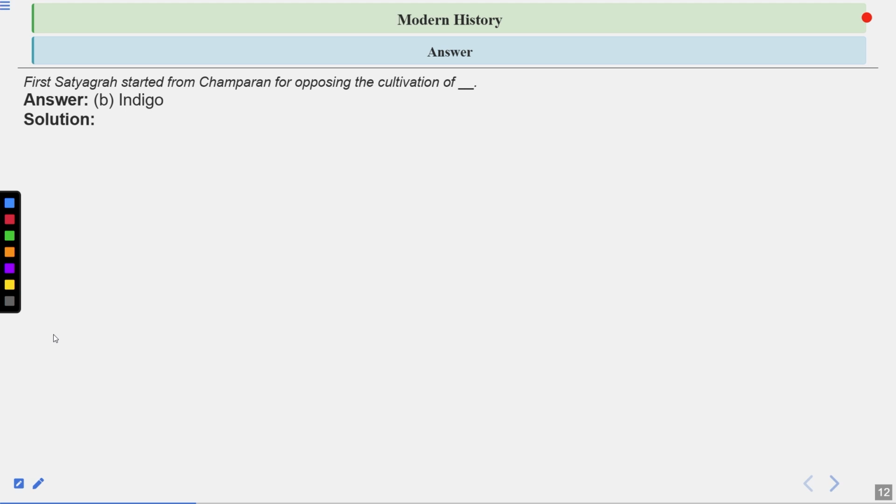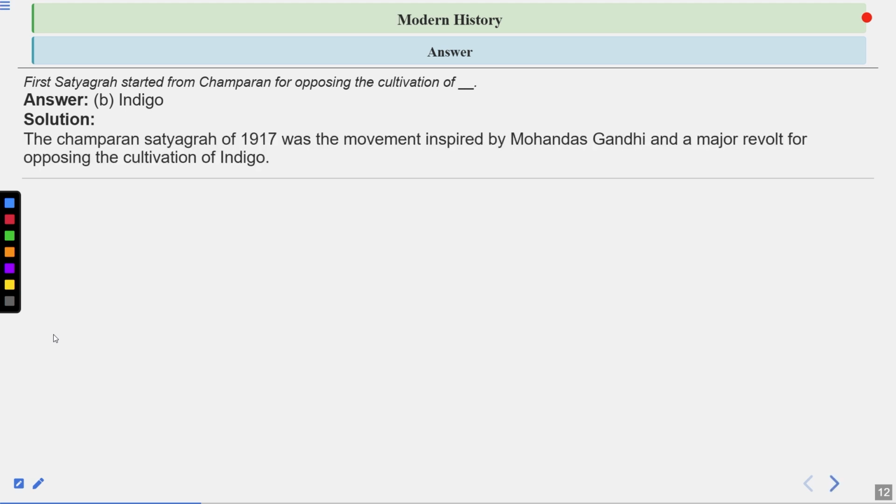Solution. The Champaran Satyagraha of 1917 was a movement inspired by Mohandas Gandhi and a major revolt for opposing the cultivation of indigo. So basically, the indigo, which in Hindi is known as the Neel, was the cash crop, and it was highly demanded in England.